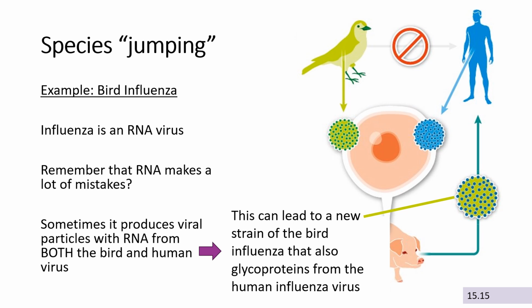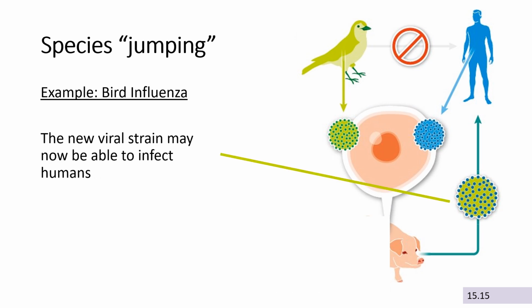Influenza is an RNA virus. Remember that we talked about how RNA replication makes more mistakes? If a pig cell is infected with both influenza viruses at the same time, some mistakes can happen in RNA replication that create a new strain of the bird influenza that also has glycoproteins from the human influenza virus. This new strain of the bird influenza can now infect humans because it has glycoproteins that can bind to human cells.